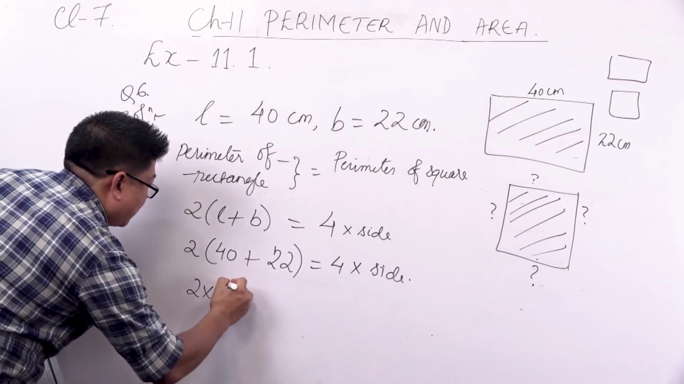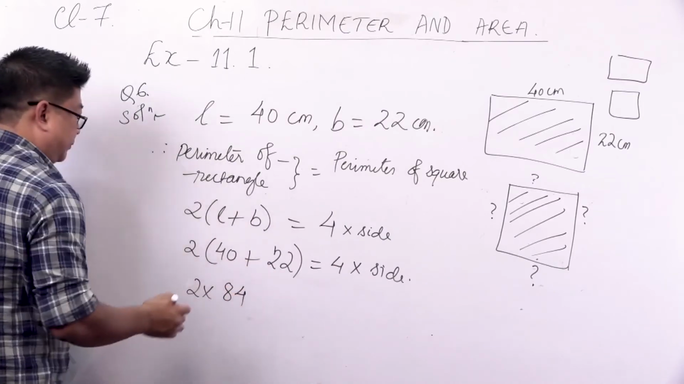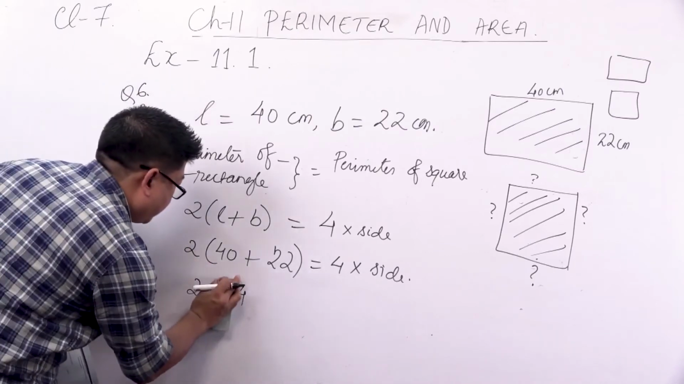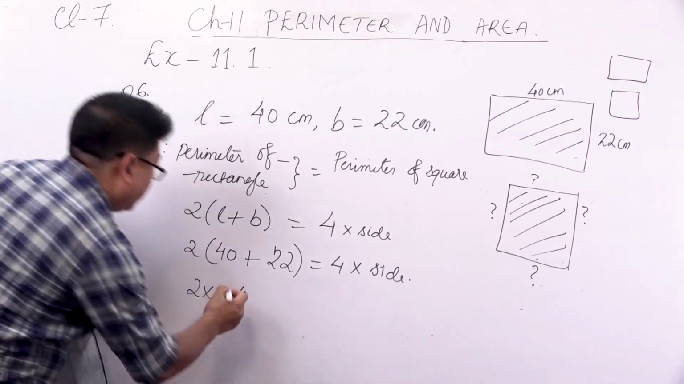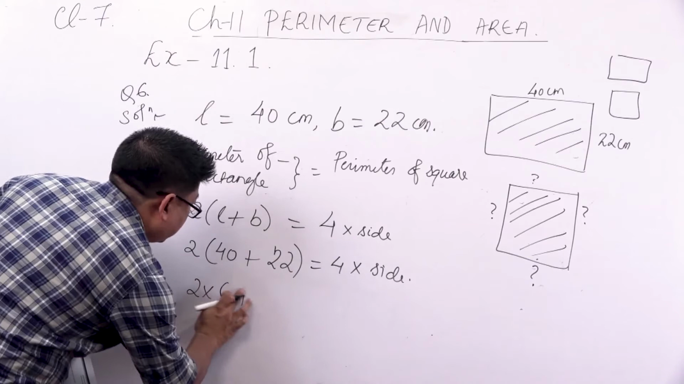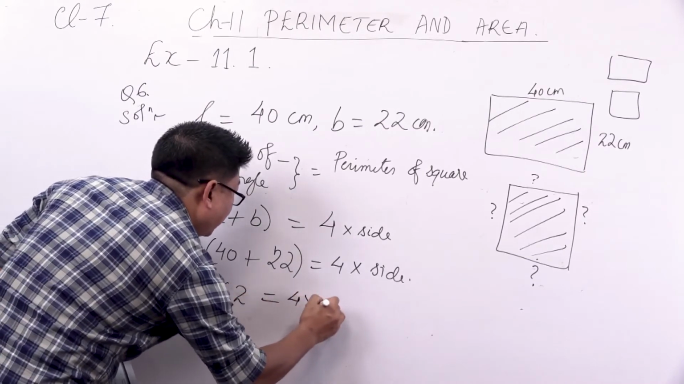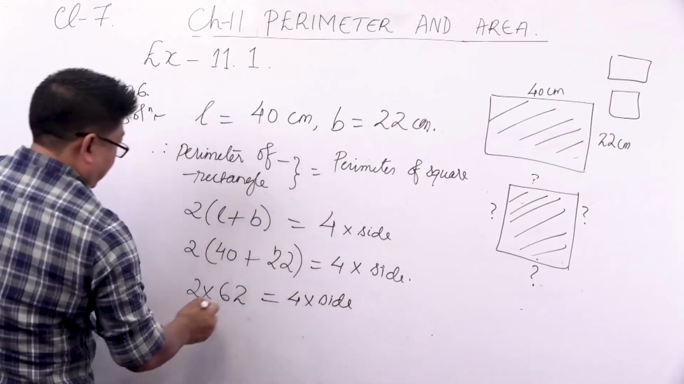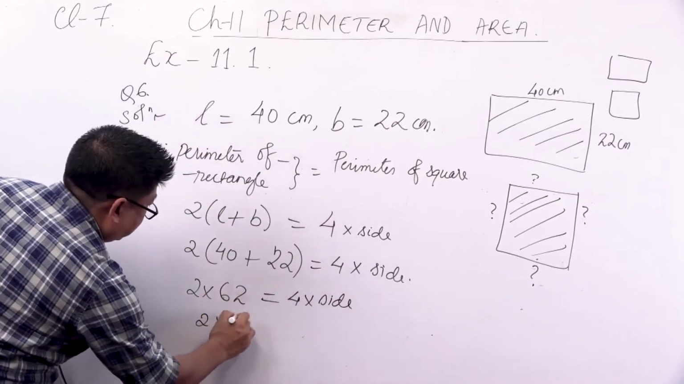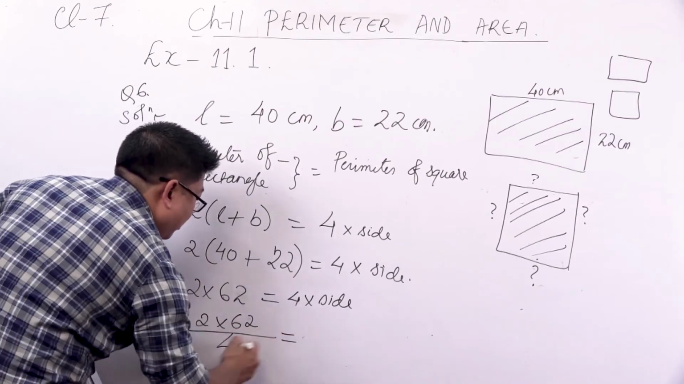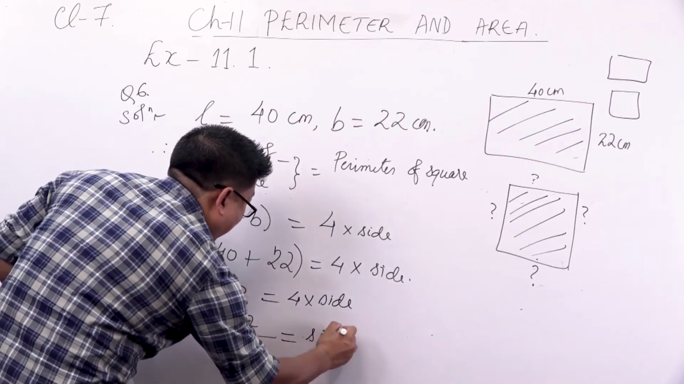2 into this will become 64. Sorry, this will be 62. I'm sorry. 4 into side. Now, 2 into 62, you will take it as it is. This 4 will come on the other side. It will go down as denominator and side.